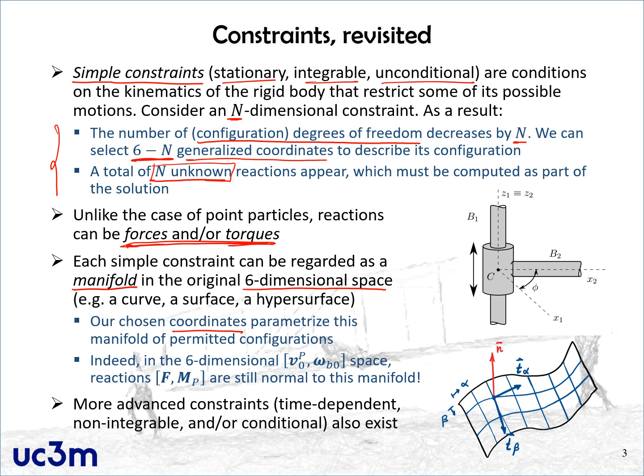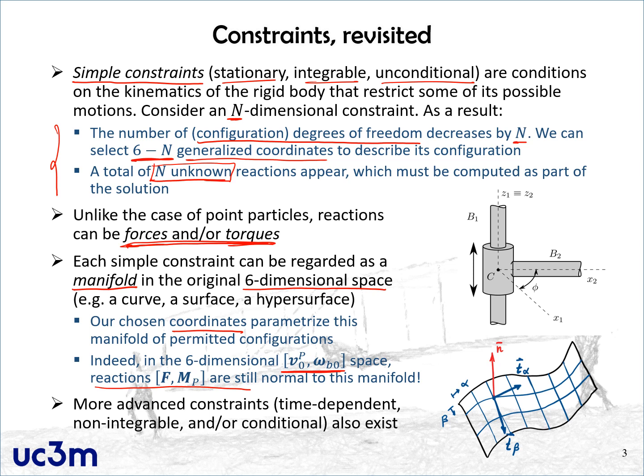In fact, the generalized velocity vector, which is just the concatenation of the velocity of one point of your rigid body and the angular velocity vector of your rigid body, is a tangent vector to this manifold. And the reactions will be normal vectors to this manifold. So the reactions will be normal to this manifold. This is a slightly more advanced view of constraints, but I think it's interesting to try to visualize or at least to interpret constraints in this way.